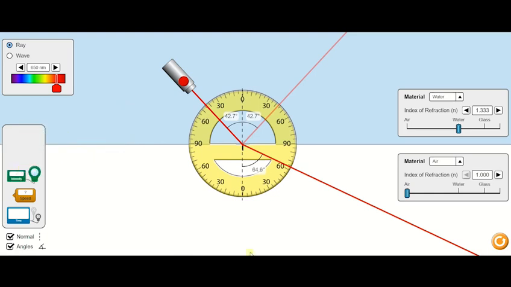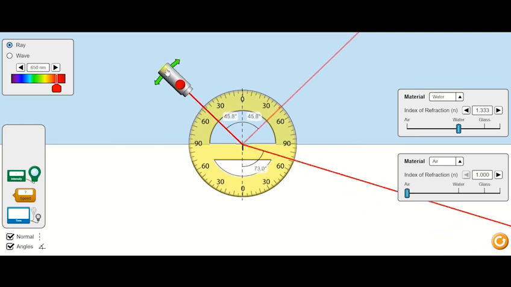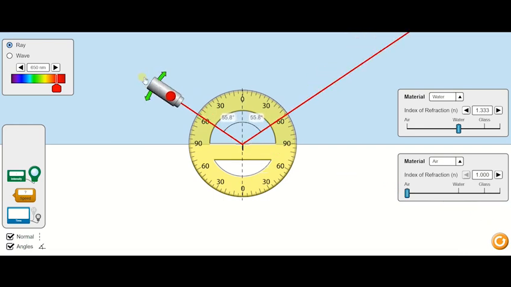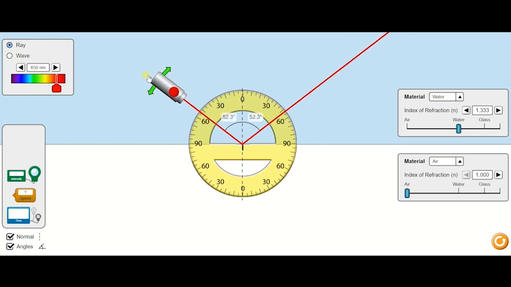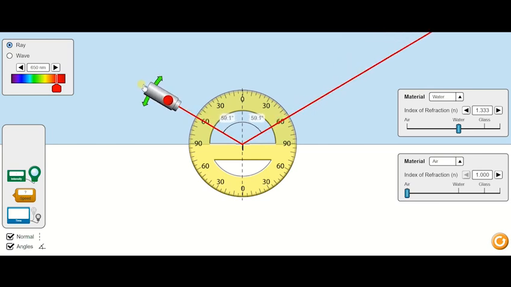Now let us see what happens if I increase the angle of incidence. At this point, when I increase the angle of incidence, I am unable to find the refracted ray. I am able to see only the reflected ray. That is, it is now said to be in total internal reflection.